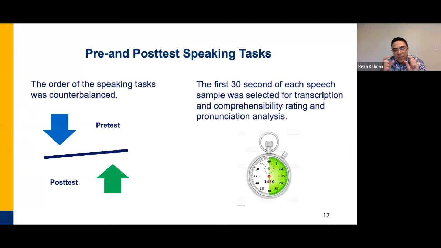The order of these two speaking tasks was counterbalanced in the pre and post test, and the first 30 seconds of each speech sample was selected for intelligibility and comprehensibility judgment, as well as pronunciation analysis.